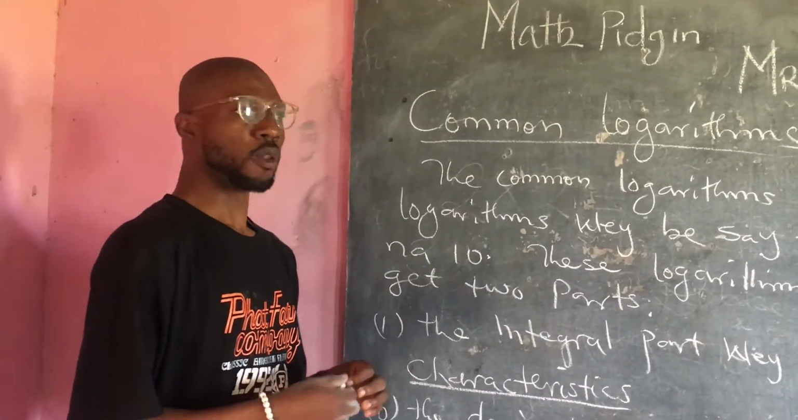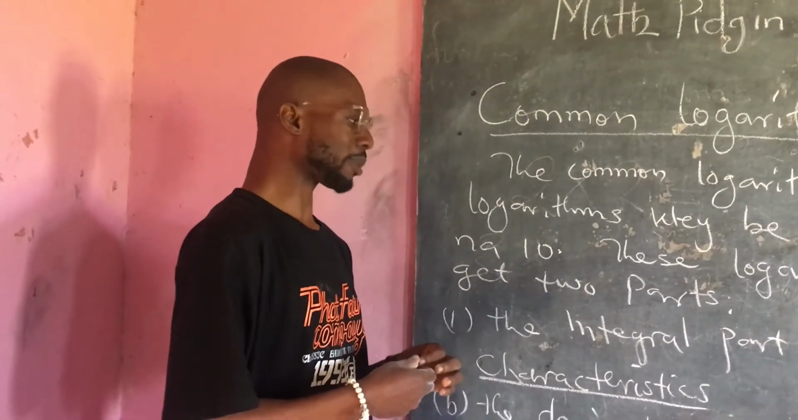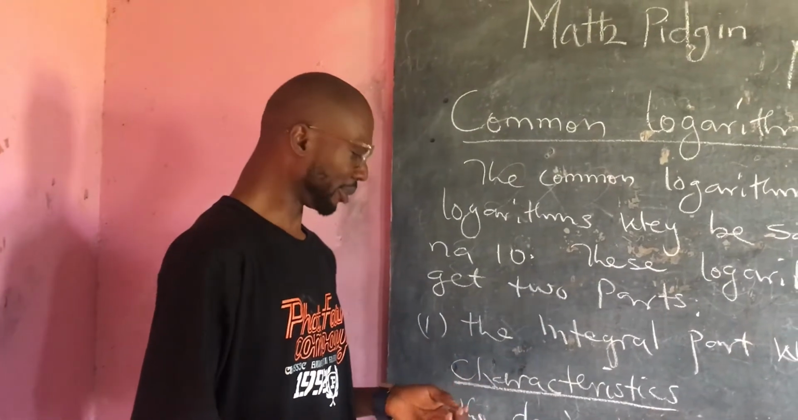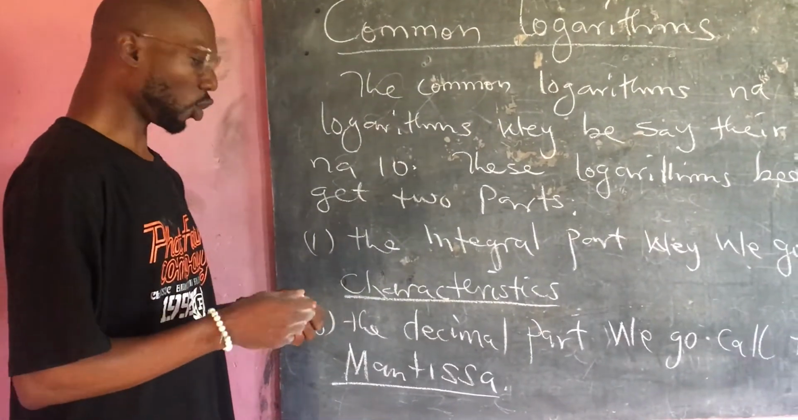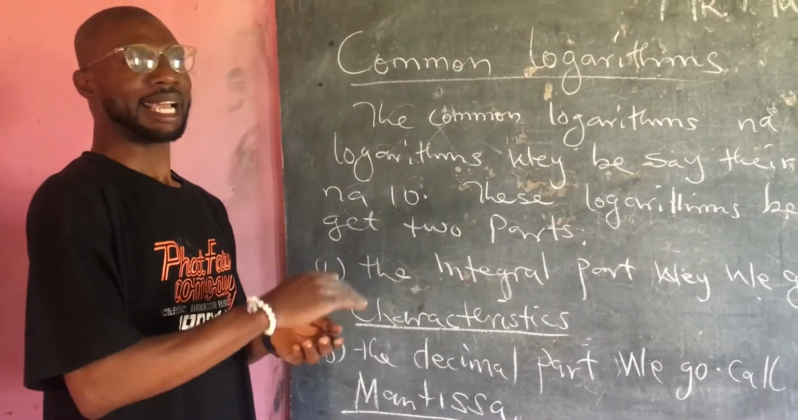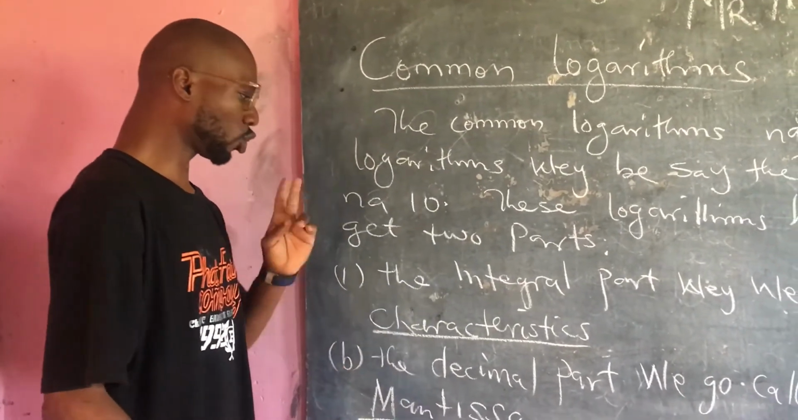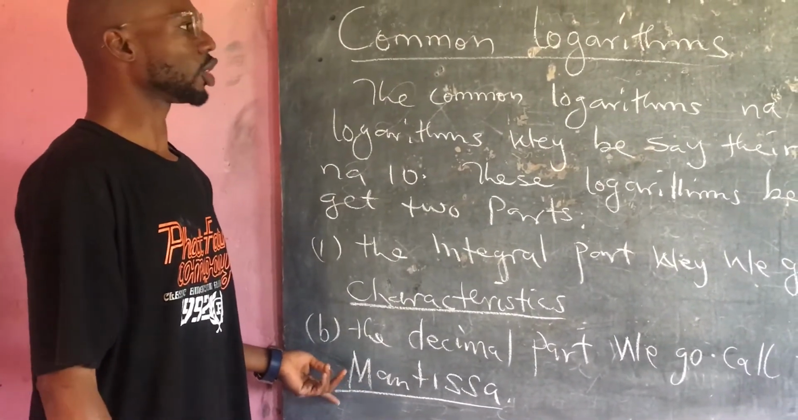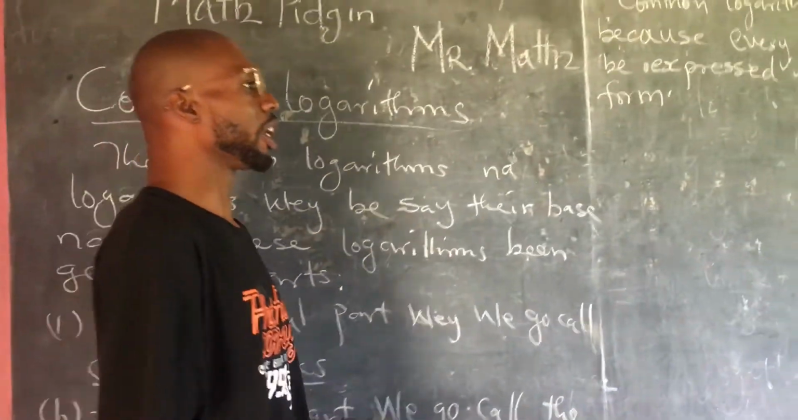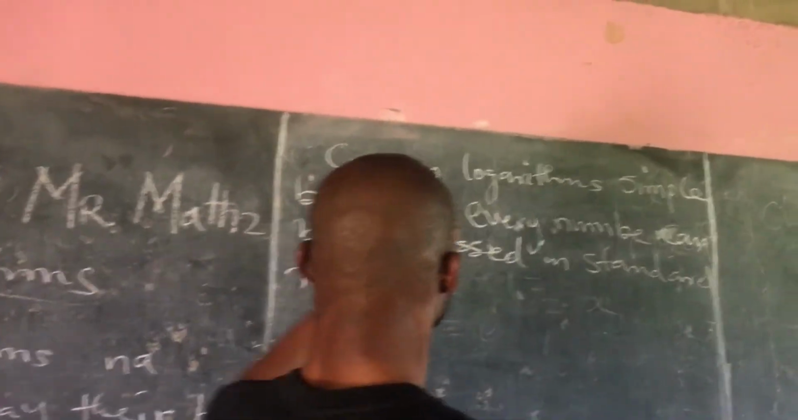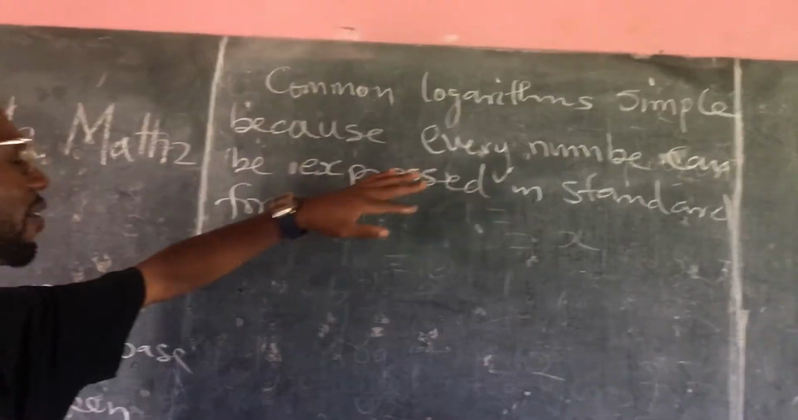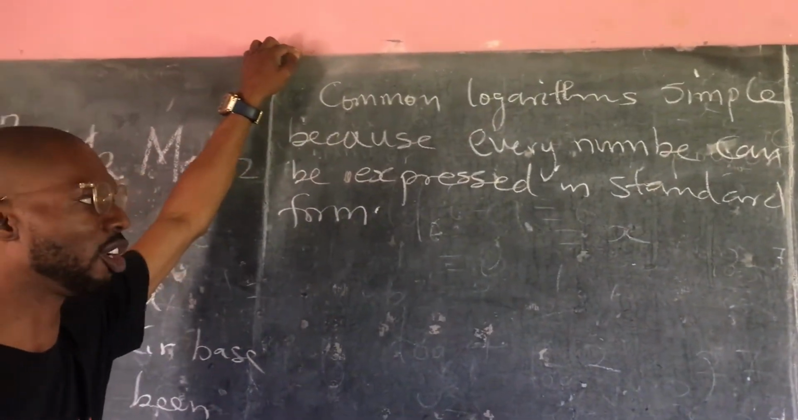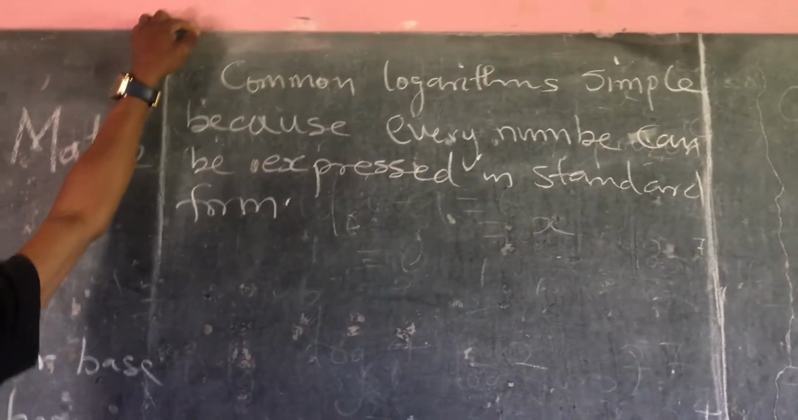So if we use that four-figure table to express those numbers in their common logarithms, we will express them in two parts. So the log of numbers in common logarithms has two parts: characteristic and mantissa. Do we understand? Why would we use common logarithms? Common logarithms are simple because every number can be expressed in standard form. That is why we use common logarithms.